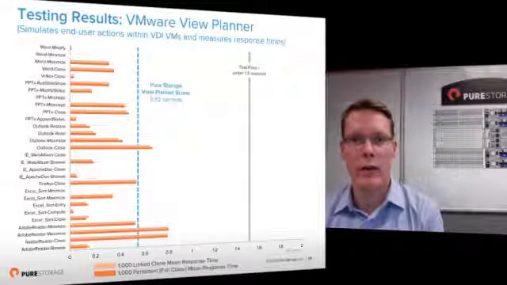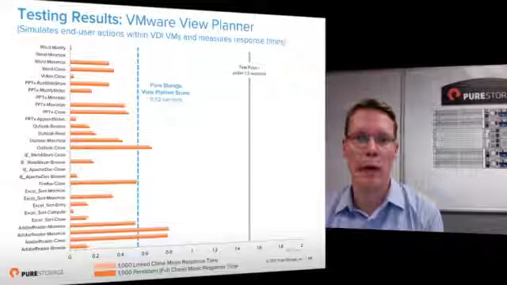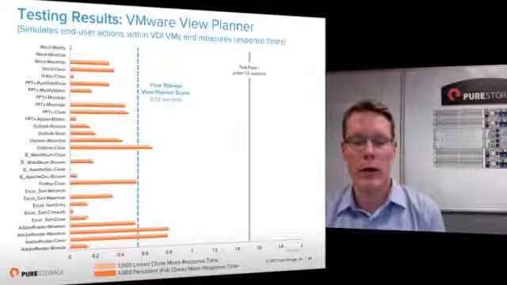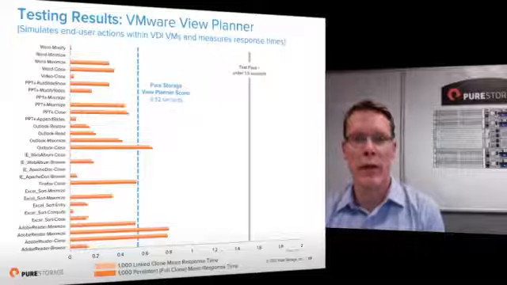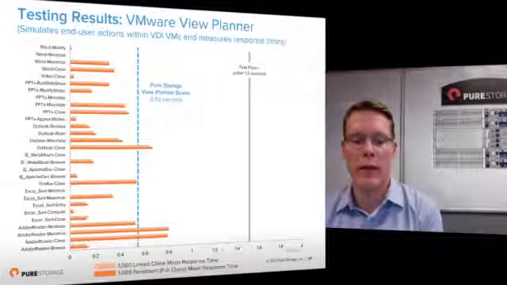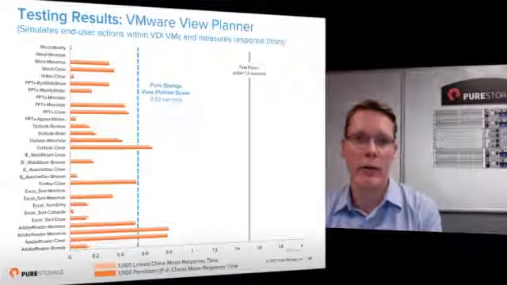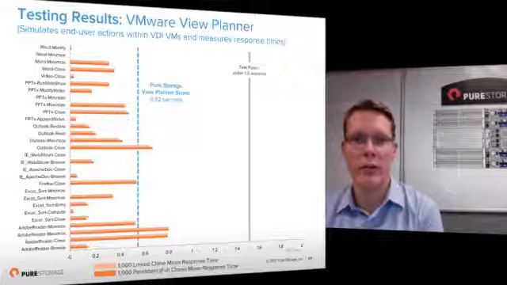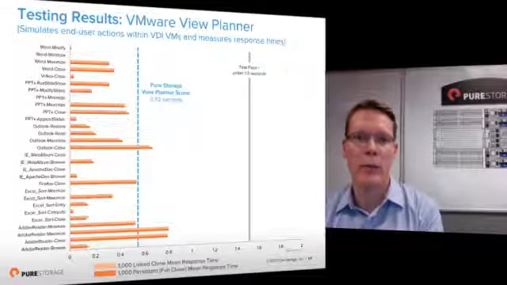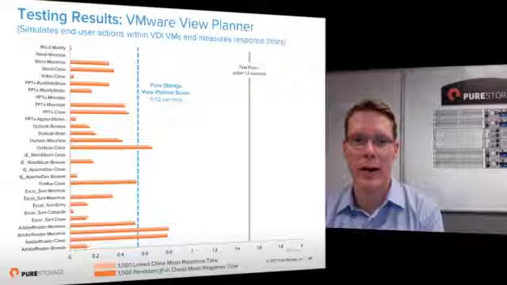And so within the View Planner tool, we ran 2 separate tests. One where we did an entire performance run on 1,000 link clones, and then one where we did a separate performance run on 1,000 persistent clones. And as we talked about earlier, because of the inline data reduction on the FlashArray, link clones versus persistent are kind of a wash from a space consumption perspective. And we hoped to prove that the same was true on the performance side.